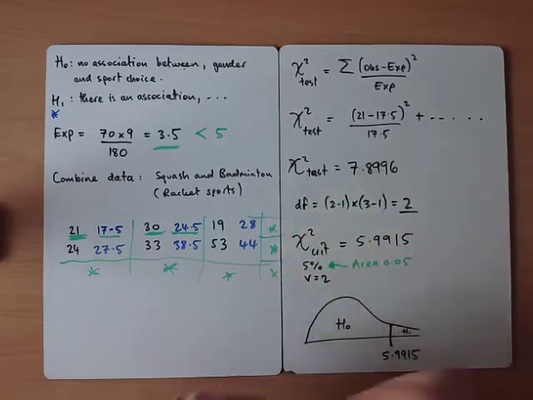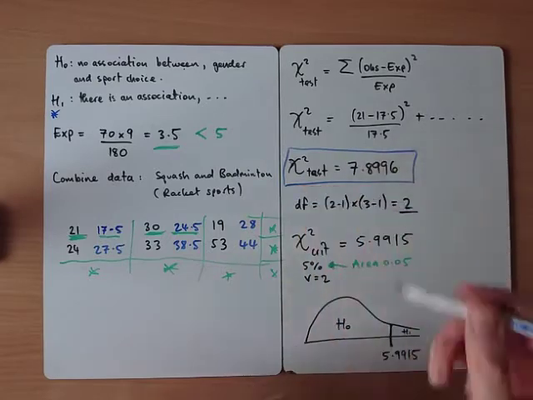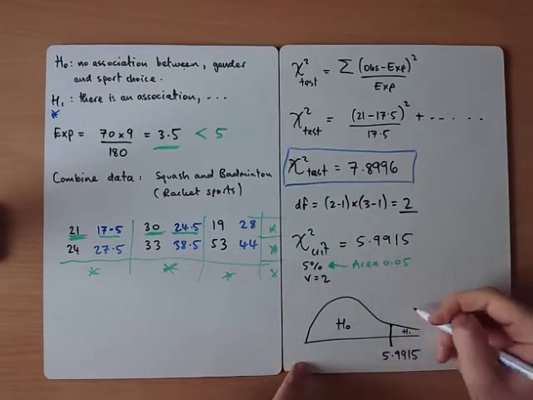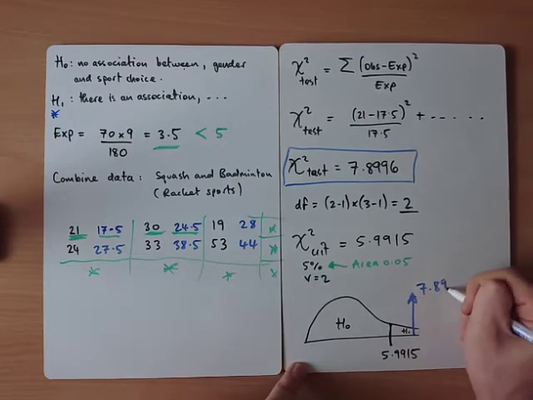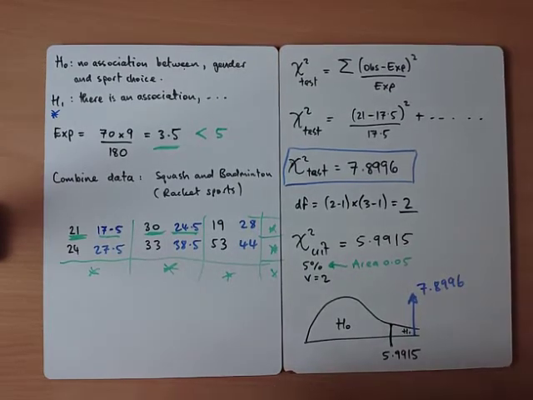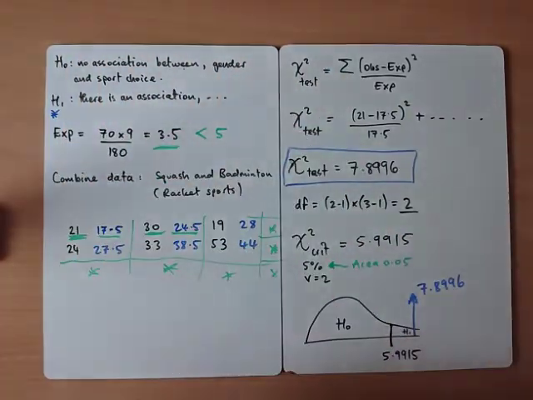What actually happened, our test stat, this is taken, don't forget, from the data in the question. So our test stat, 7.8996, it's going to lead me to go with H1. In other words, we're going to reject H0, and we're going to say that there is an association.